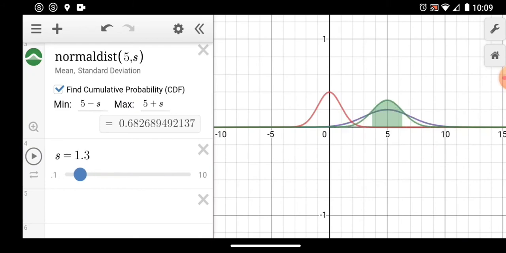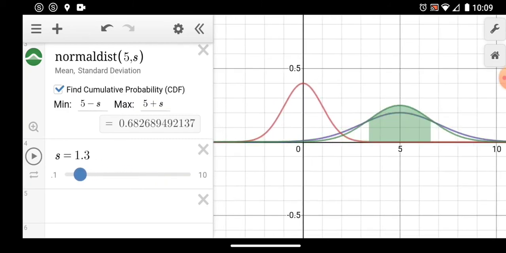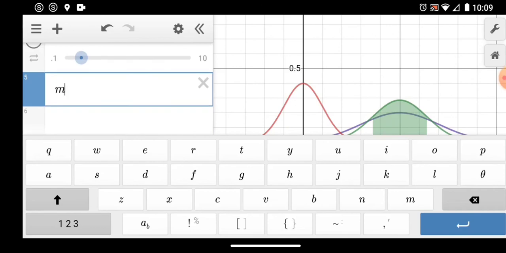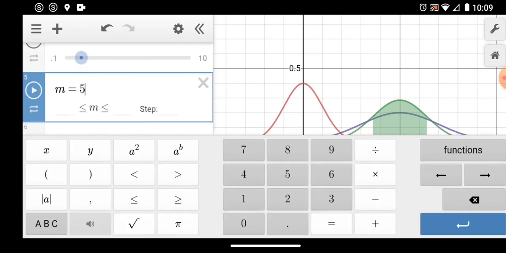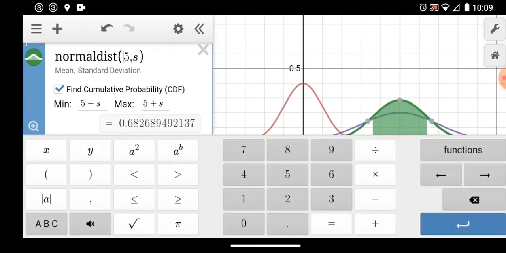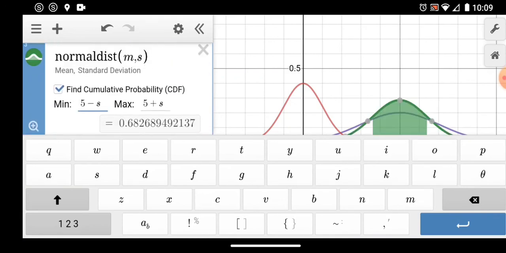But watch this. Even as the shape changes, the area stays 0.68. It's always 0.68, no matter what the standard deviation is. That S, that's the standard deviation. It's changing. But the area is staying the same. The area shrinks and expands to always be 68% from the left inflection to the right inflection. The point where it changes from a frowny face curve to a smiley face curve. That's the inflection.